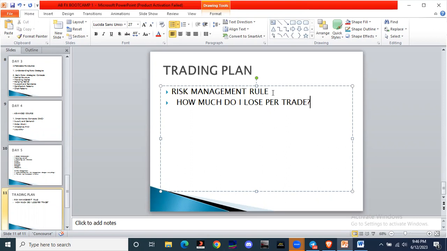I'm going to lose only 1% or 0.5% of my account per trade. Whether heaven comes down, no matter how sweet the setup is, no matter how sure you are that this trade is going to go your way, you're going to risk only 0.5%. That is part of your trading plan.